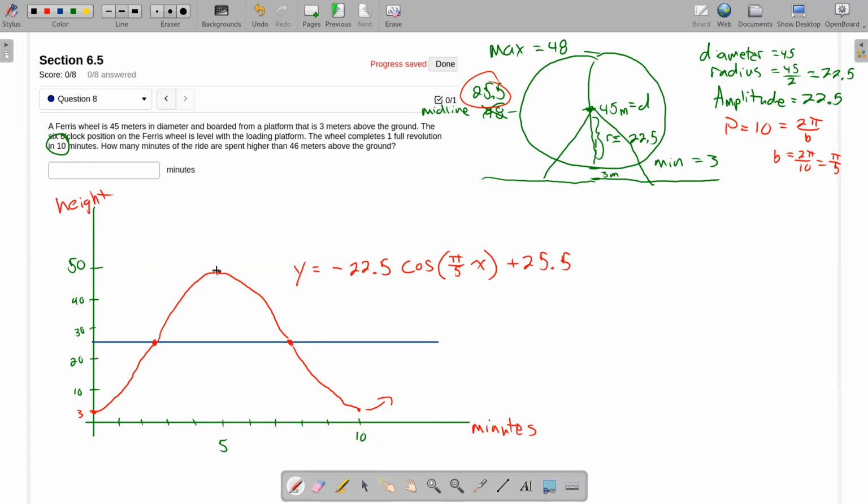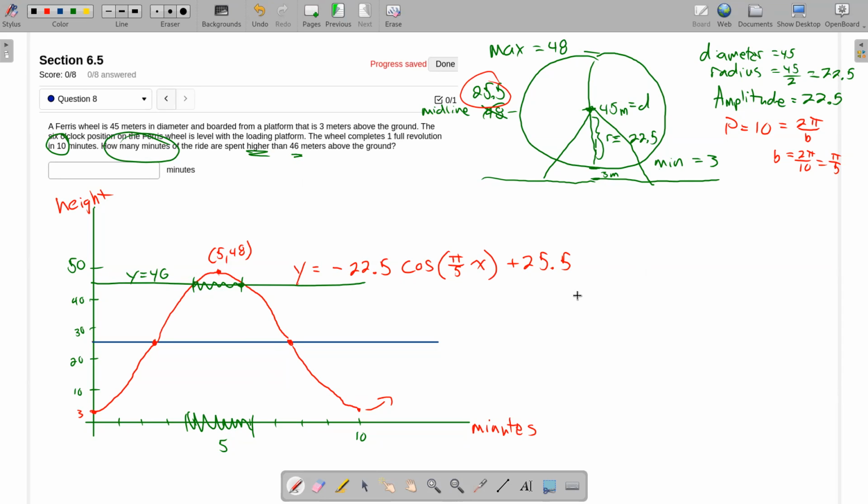Okay, so we have a max of 48. So we have that 5, 48. And we want to know when are we higher than 46 meters. So let's graph a line. I don't know, I'm running out of colors here. So 46 would be around here-ish. So I need to figure out what is this chunk above y equals 46. So I need to find this point and this point for x values so that I can figure out what range of time, right? How many minutes are we higher than 46 meters above the ground? So this span of time right there.